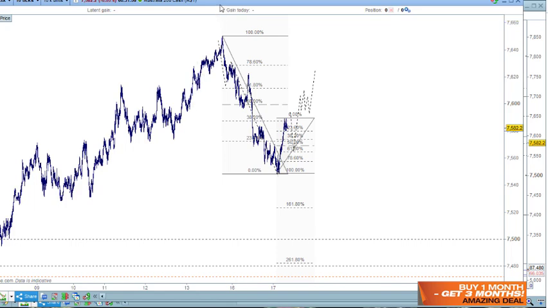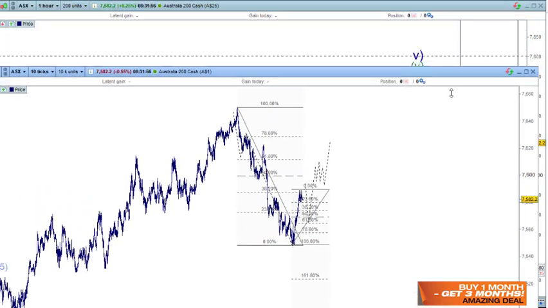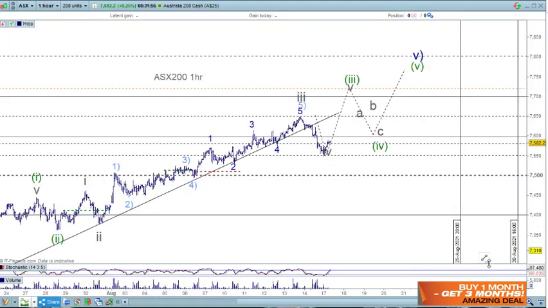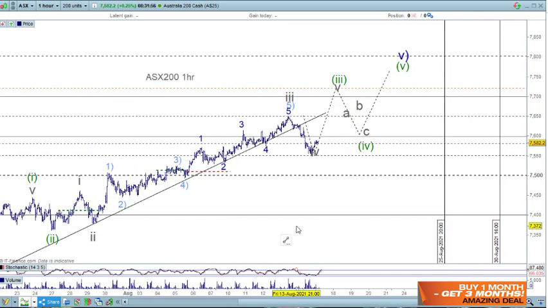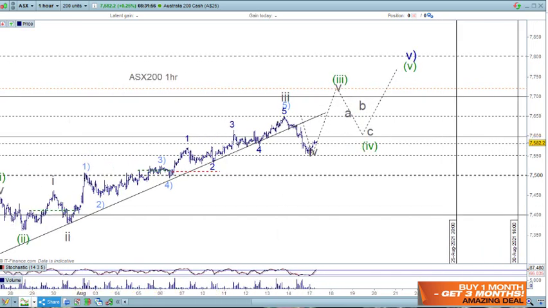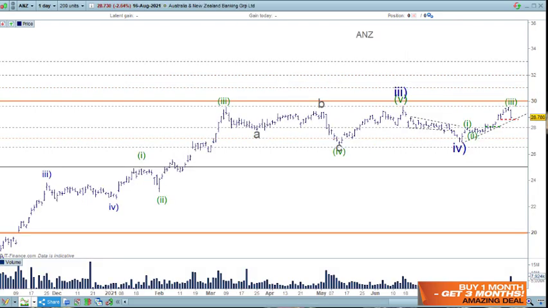So I'm just going to put this back over to that screen. And yeah, so that's all there. And so we need to look at the banks for this. Now, I normally do CBA first, but I'm going to put in ANZ first.